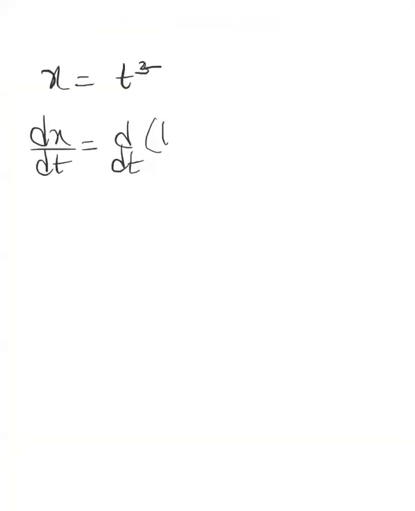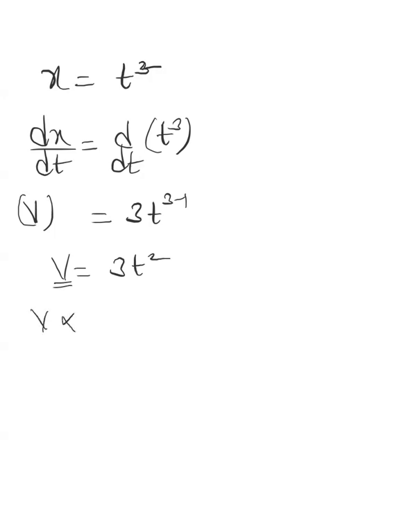X equal to t cube. dx by dt of t cube is equal to n x to the power n minus 1. That is the formula. So dx by dt is velocity. So velocity equal to 3t square. This also shows us that velocity is proportional to the square of the time. So velocity is variable in this case also. It's a kind of non-uniform motion.